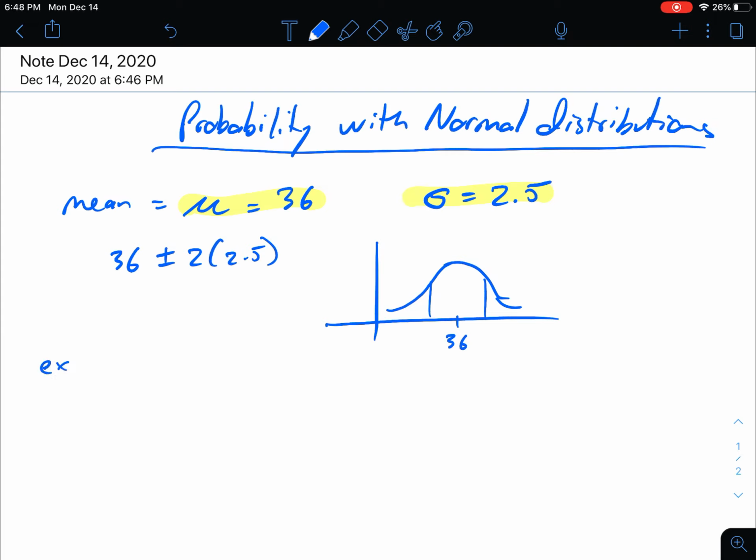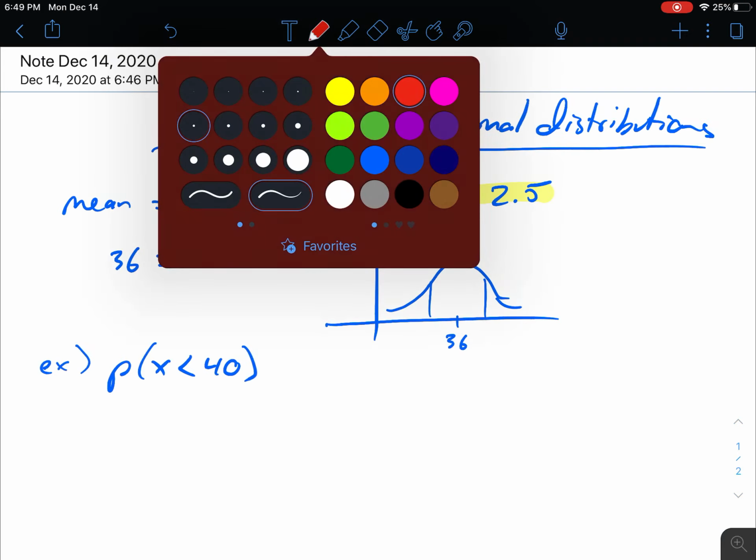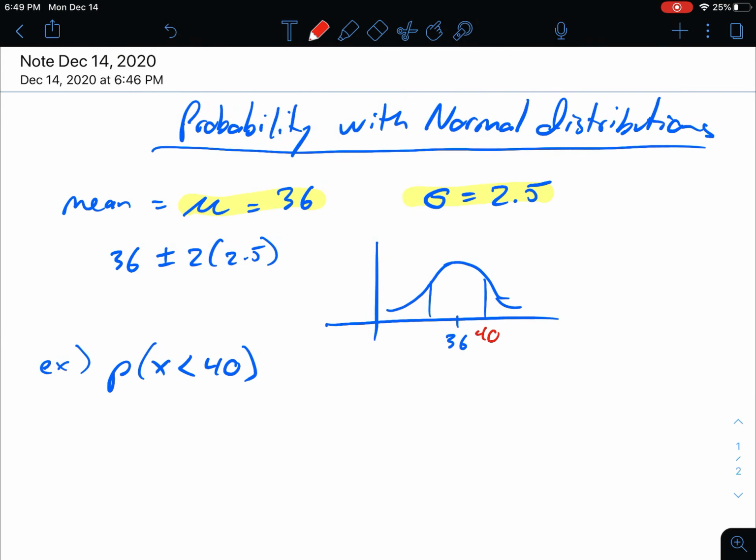So here's our first example. What is the probability of somebody having less than a 40-inch waist? That's what this means: the probability of X being less than 40. In my graph here, let's assume that this marker is 40. I want to know the probability that someone is less than 40, so they can fall anywhere in that curve.